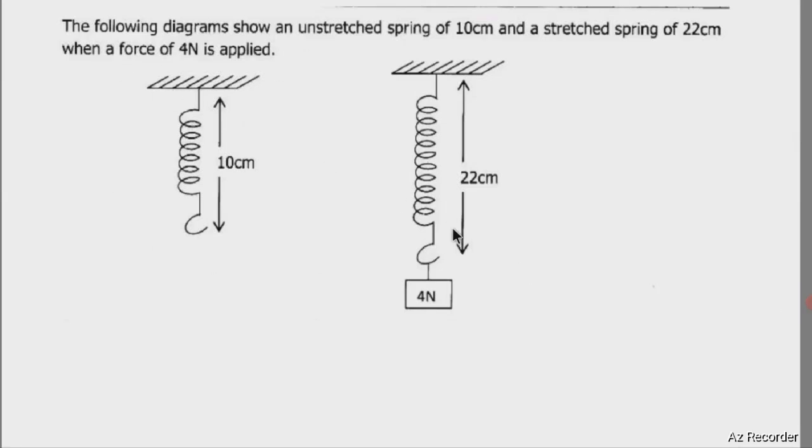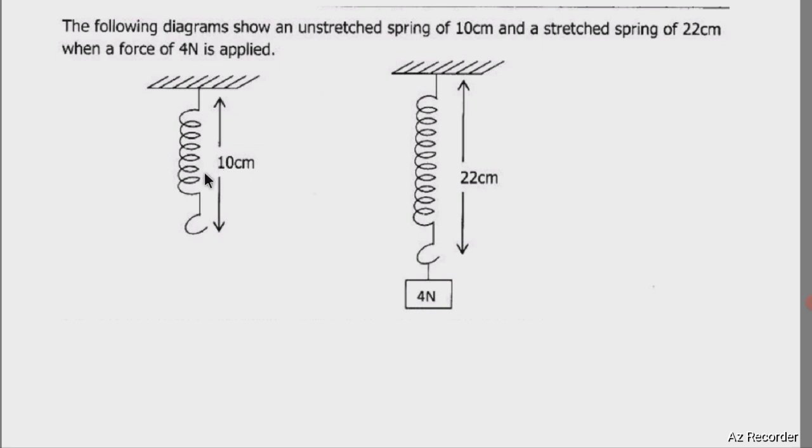Here we are looking at a paper 1 question under physics, which is science paper 1. The question says the following diagrams show an unstretched spring of 10 centimeter. So this is the spring unstretched and it is 10 centimeter, and the stretched spring, which is 22 centimeter, with a force of 4 newtons hanging.